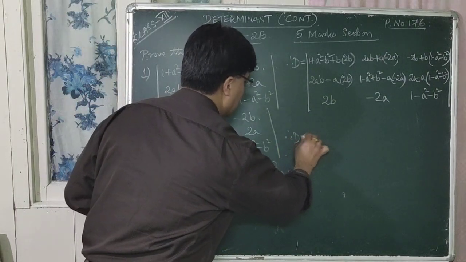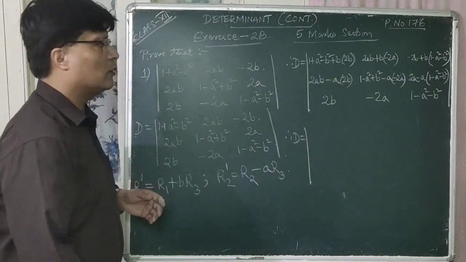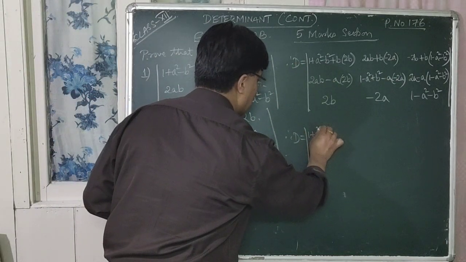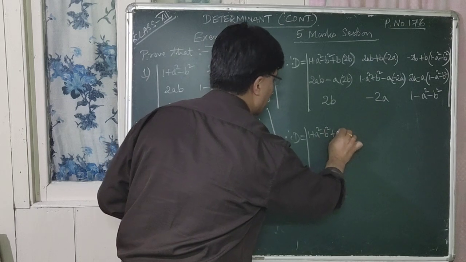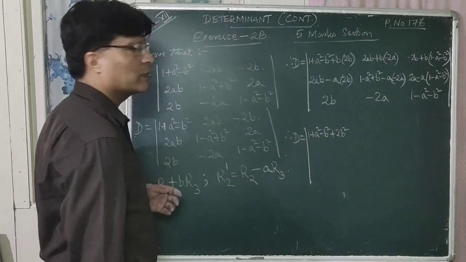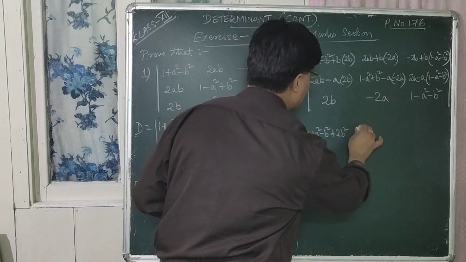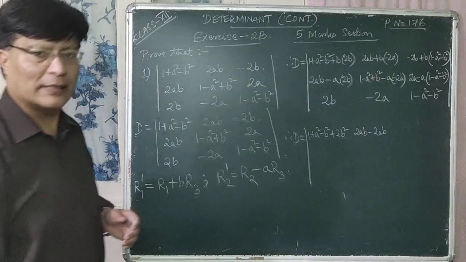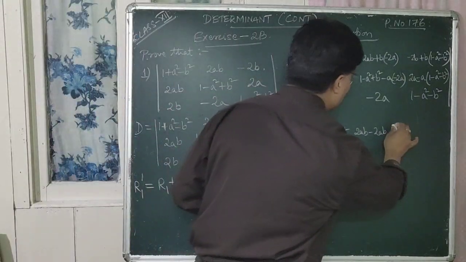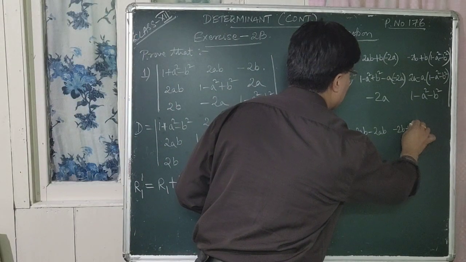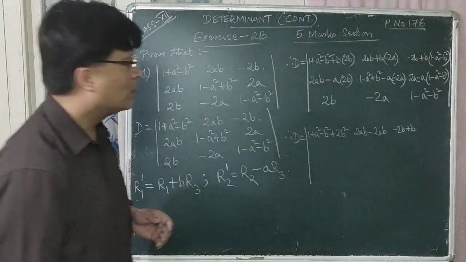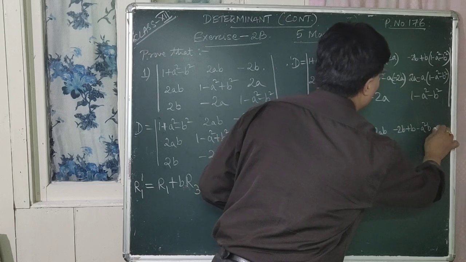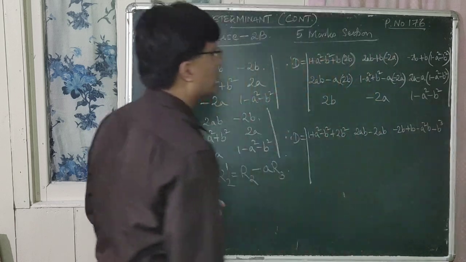Therefore, D is equal to, now let us simplify the first row. 1 plus a square minus b square plus 2b square, right? Next one, what is the second element? Twice ab minus twice ab. Clear? What is the third element? Minus 2b plus b, multiplied by b there, plus b minus a square b, minus a square b, minus b cube. Is that clear?